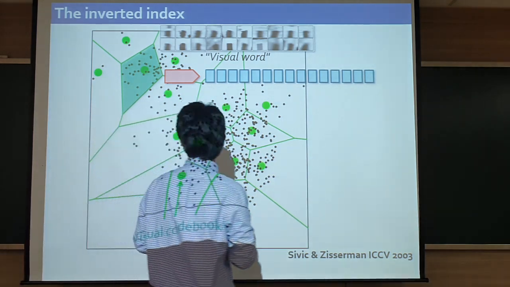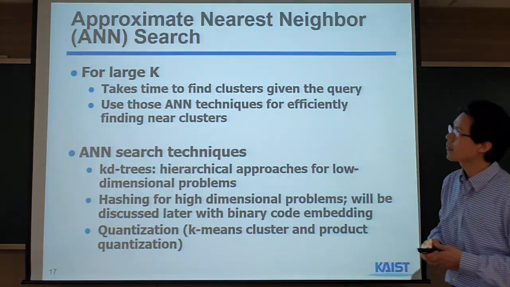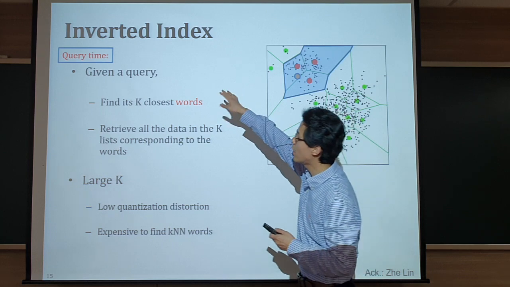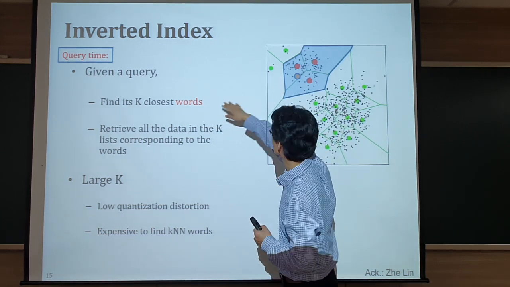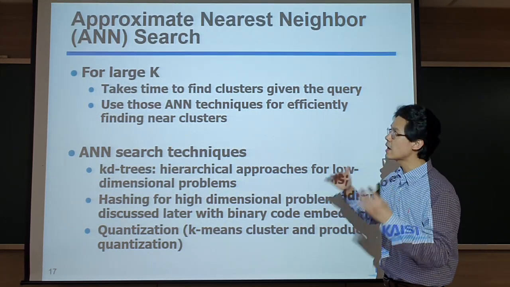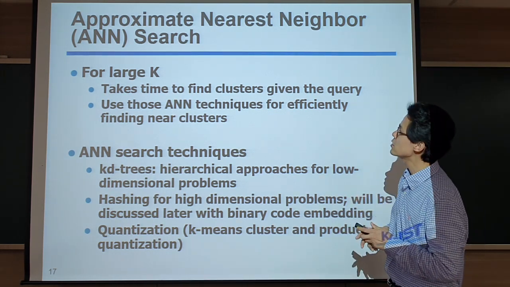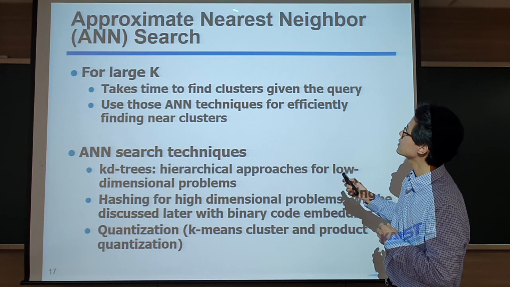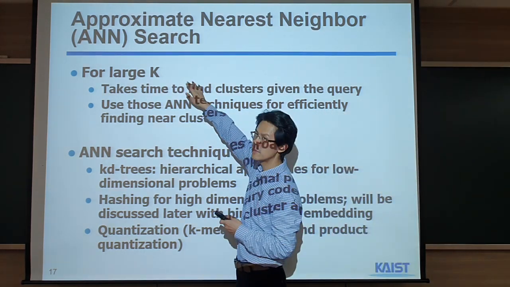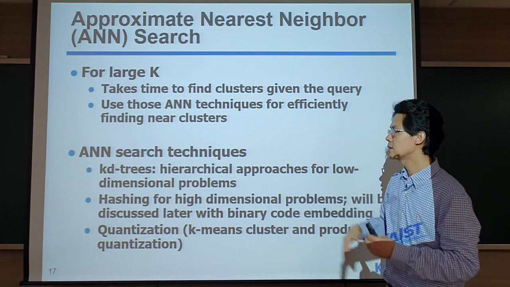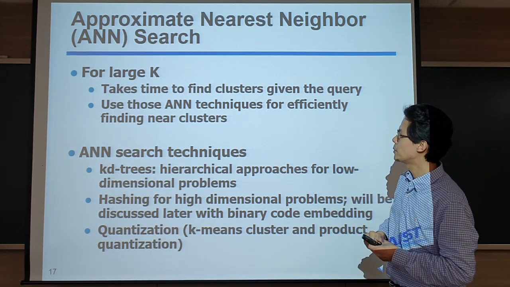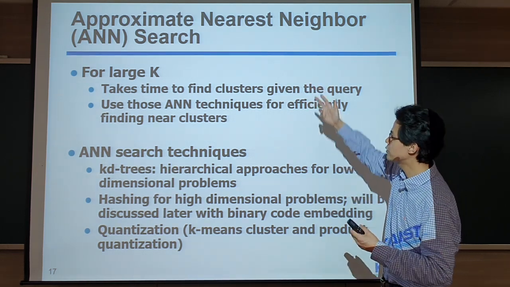Again, as I mentioned before, each cluster maps to a visual word. Given a query, we need to identify the top k closest visual words, which is nothing but nearest neighbor search. But performing exact nearest neighbor search takes a lot of time, so usually we perform an approximate approach, also known as ANN search. If you are using a large k, say I want to identify the 10 closest visual words, it takes more time to find the clusters given the query. But we can use ANN techniques to accelerate this process.